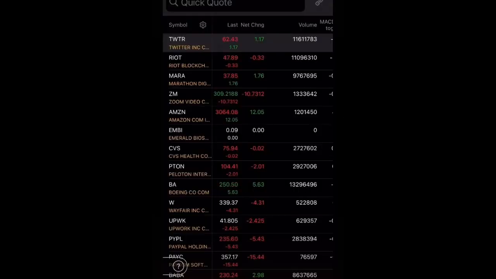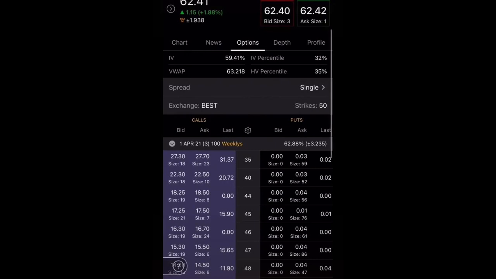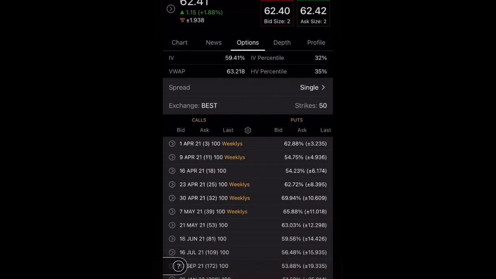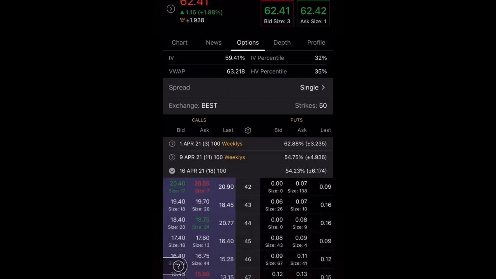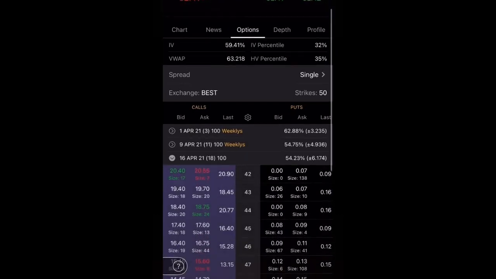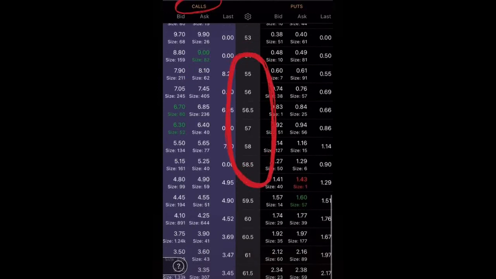I was asked, how do you know which strike price to choose? Let me give you a brief explanation. Let's look at this option chain for Twitter, and we'll pick an expiration date of April the 16th. We're going to look on the left side, which represents the calls. The numbers down the middle are the strike prices.